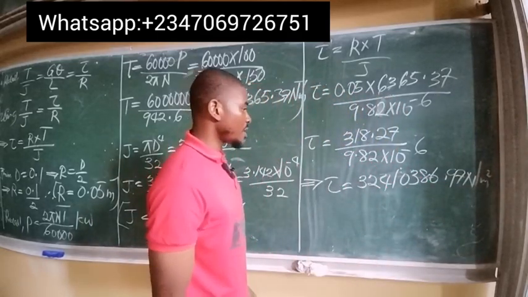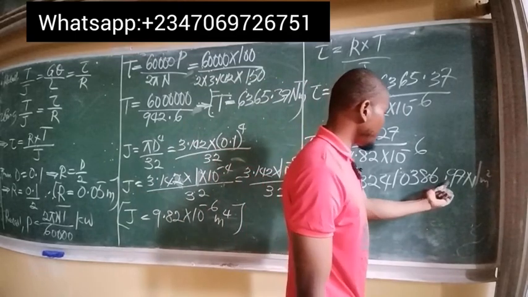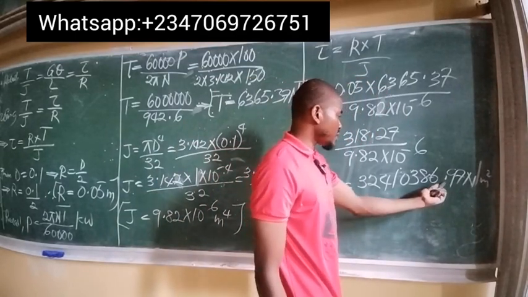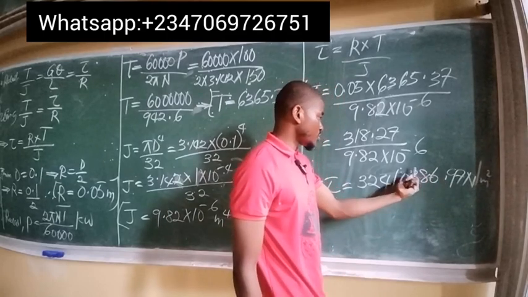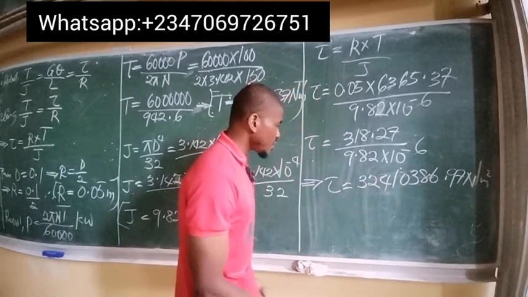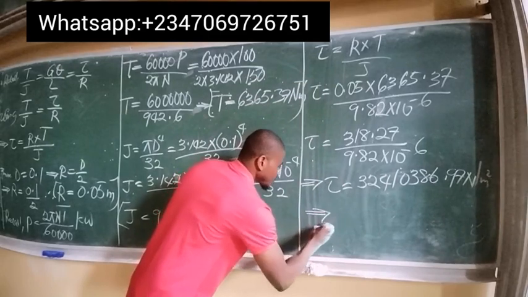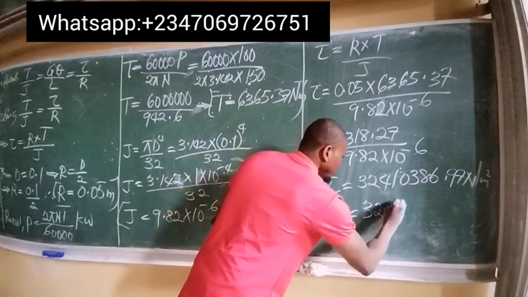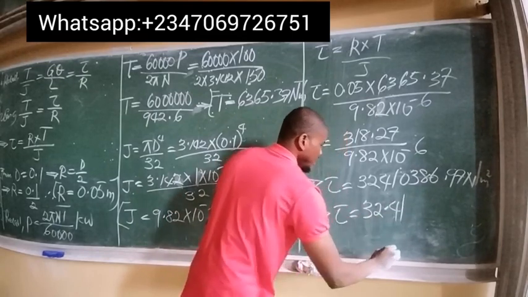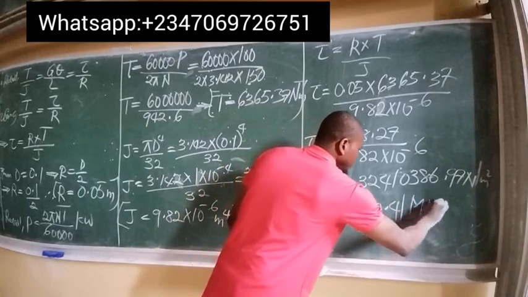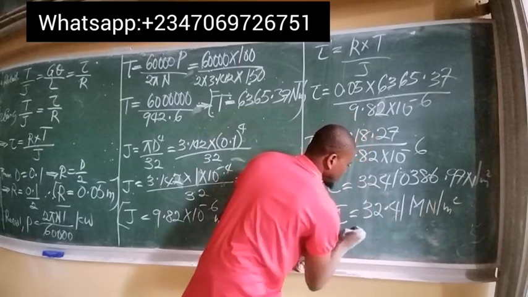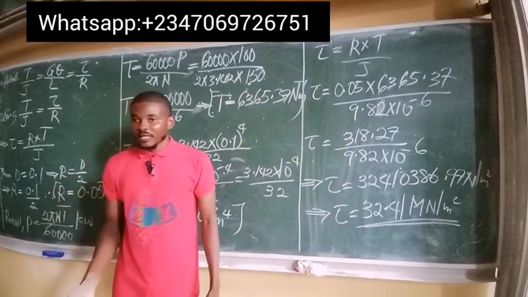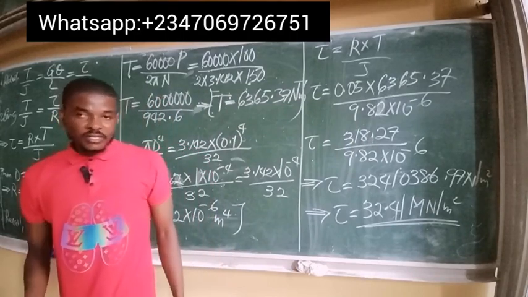So we can actually approximate this by simply moving the decimal point 6 places backwards: 1, 2, 3, 4, 5, 6. So that simply implies that we can call the shear stress to be 32.41 meganewtons per meter squared. All right, so that becomes the value of the shear stress transmitted by the shaft.